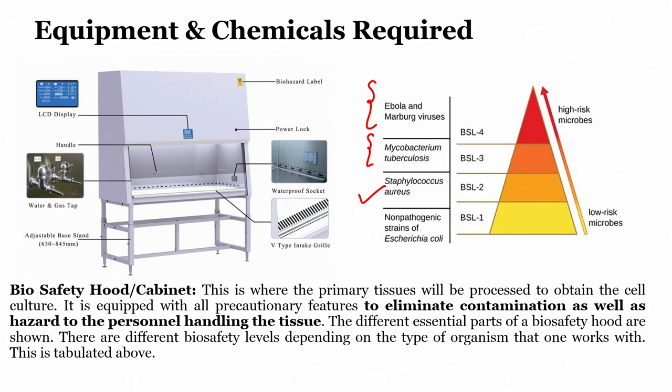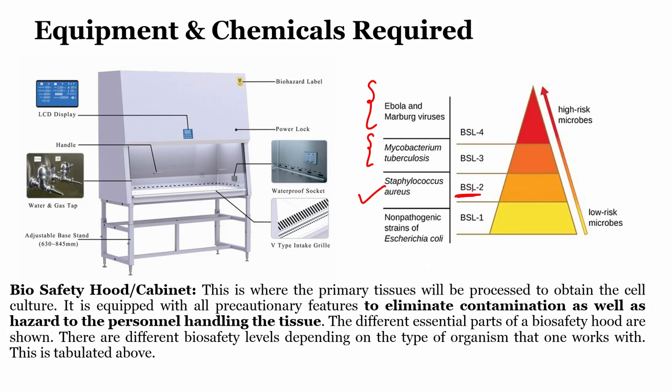Just to understand, it has an LCD display to maintain the flow rate. It has a power lock, a waterproof socket, a water and gas tap, and an adjustable stand for the height for the personnel. It's always a good idea to put a biohazard label whenever we are working with a biology sample. Now, this is what is called biosafety level 2.